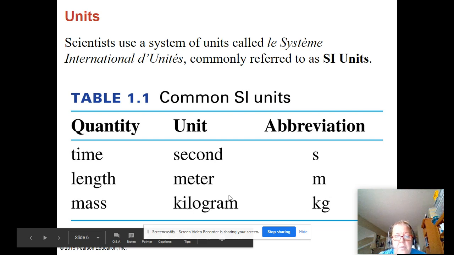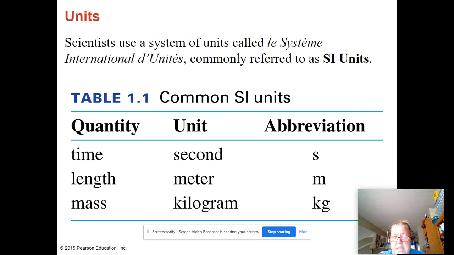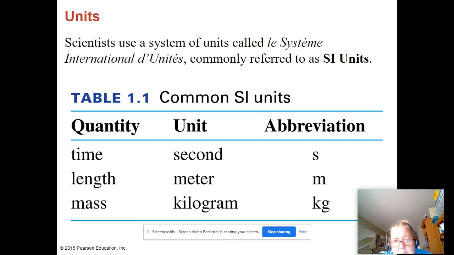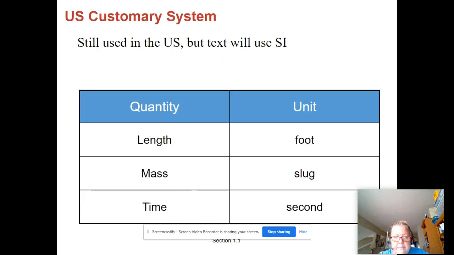In physics, we use kilograms, not grams, because we're talking about bigger objects like cars and people. We don't use grams for smaller items like bugs or things like that.